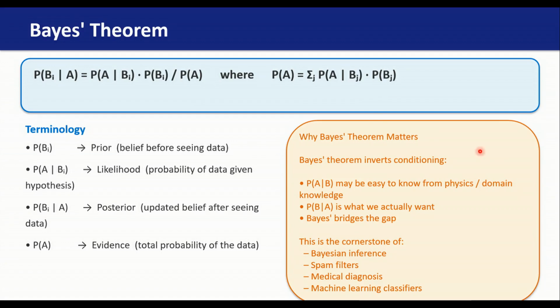In machine learning, the prior is our belief about model parameters before seeing data. The likelihood is how probable the data is for different parameters, and the posterior tells us what we should believe after we see the data. Bayes theorem is the cornerstone of Bayesian inference, spam filters, medical diagnosis, and different machine learning classifiers. And as I said, it's probably the most important theorem and formula in statistical machine learning.